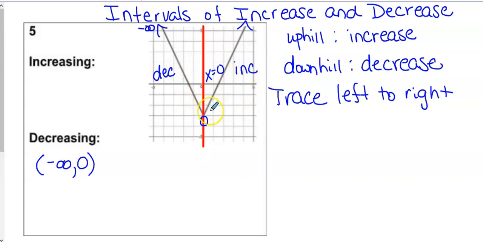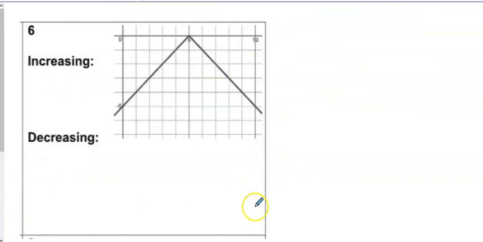Over here, it's increasing from left to right, from 0 to positive infinity. That's it. If it was pointing downward, it would be the opposite, but just trace left to right, see if it's decreasing or increasing, and go from there. Let's look at another one.